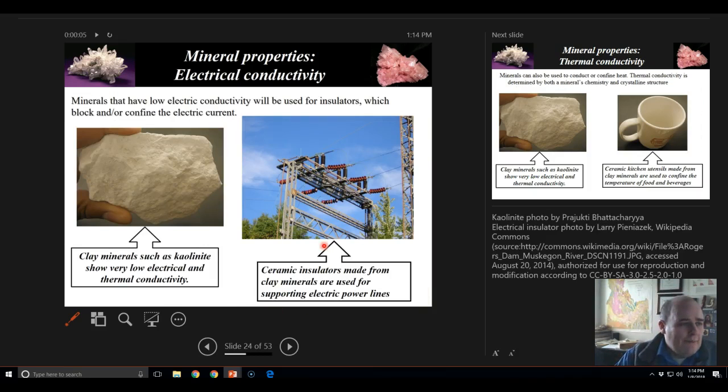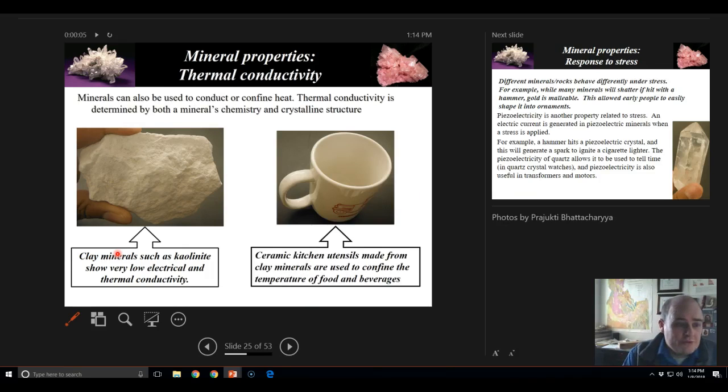Another one could be electrical conductivity, but instead of allowing electricity to go through, not allowing electricity to go through. Clay minerals can be used for that. It doesn't allow electrons to transfer through the mineral, and therefore it can be used as an insulator. So ceramic insulators can be used on power lines so that if you touch a power pole, it's not going to electrocute you. Or it could be used for your ceramic cups, because that's insulation for your coffee, hot chocolate, tea, or whatever hot drink you're drinking.